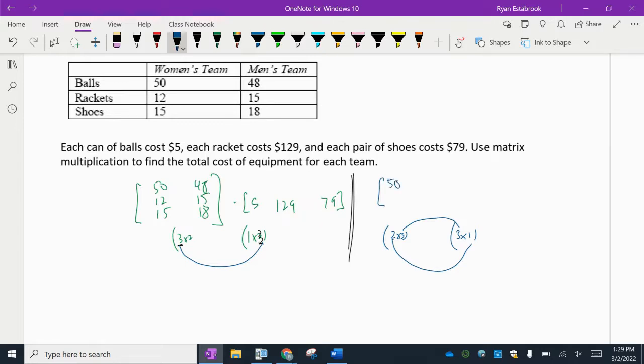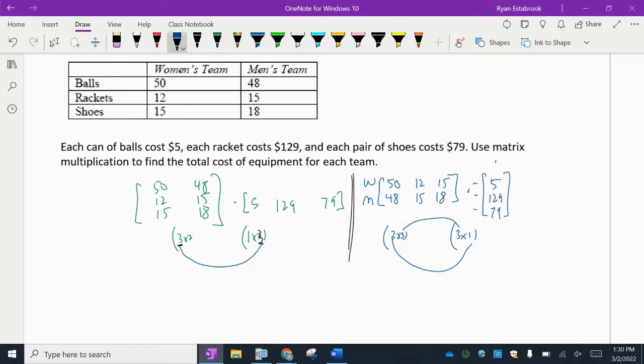My top row, the 50, 12, and 15, is my women's row. The bottom row, the 48, 15, and 18, is my men's row. So first row, second row. And then the other one is supposed to have 3 rows by 1 column. The first row is going to be my balls, then my racket, and then shoes. So balls, racket, and then shoes. And you are able to multiply these matrices.